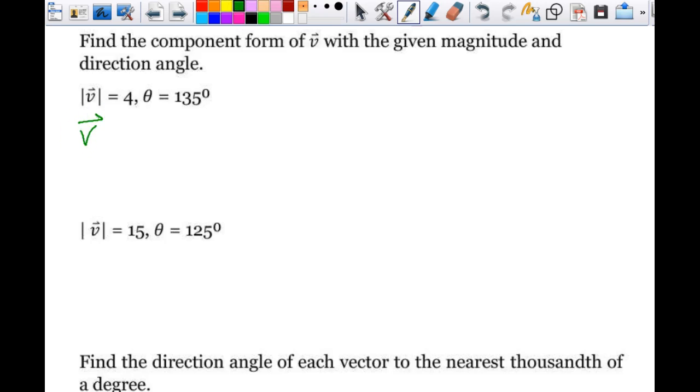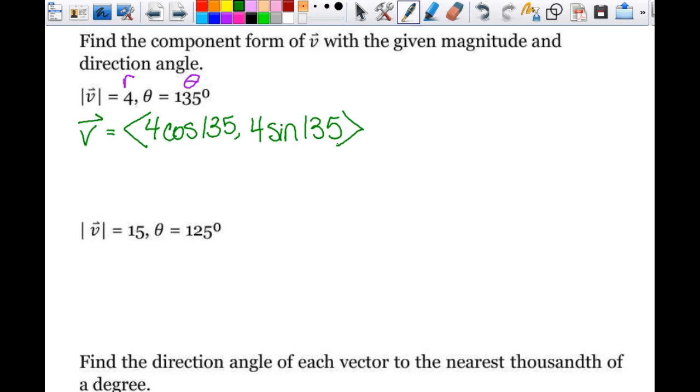When you're given the magnitude and the direction, the length and the direction, that's when we have that cosine and sine thing going on, right? If you don't remember what to do, you can draw yourself a picture and figure it out from there. But it's very simply just r cosine theta, r sine theta. So this right here is your r, this is your theta. So this is going to give me 4 cosine of 135, 4 times the sine of 135.